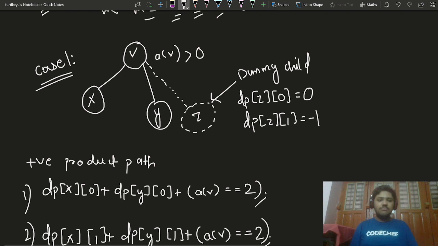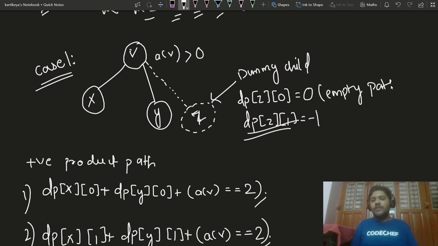Now see, there can be multiple cases. This is the first case. This is the vertex v. It is having two childs x and y, and this is a dummy child z. Okay, now for this dummy child, it cannot offer any negative value, but it can definitely offer an empty path. And I told you that the magnitude of the empty path is considered equal to 1. What is the power of 2 in this empty path? 0. So just write 0.